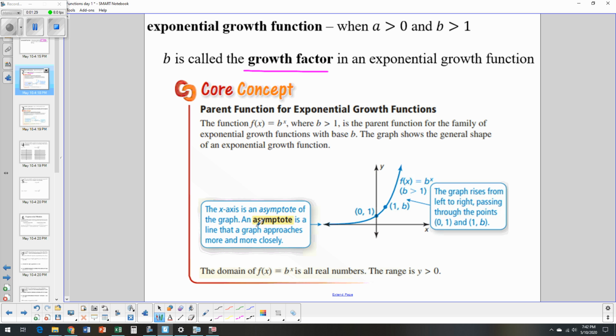Don't forget we had asymptotes. Remember, asymptotes are lines that it gets really close to but never crosses. So the x-axis is an asymptote of this graph. So the domain is all real numbers. We could put any value of x in, but it's always going to be above the x-axis, so the range is y is greater than 0.